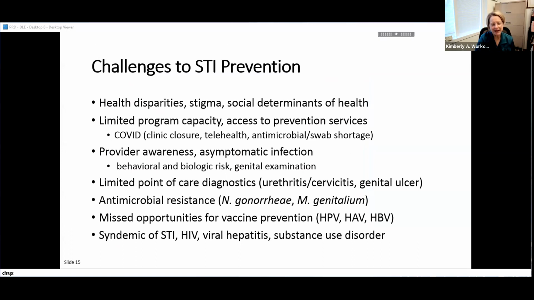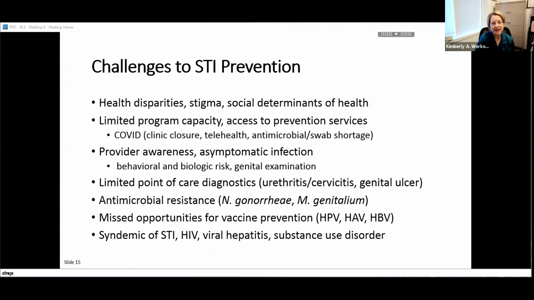So I've shown you some dramatic data in terms of surveillance. We talked about the consequences, but what are our current challenges? Well, I think the current challenges have really been borne out well in the issues of COVID, where we've had clinics closing and telehealth not being able to examine patients. We had antimicrobial shortages. Remember when azithromycin was recommended initially with hydroxychloroquine and nobody could find azithromycin. We've had swab shortages. We continue to have incredible disparities, both racial and ethnic disparities, geographic disparities, age disparities. There's the stigma that surrounds STIs.